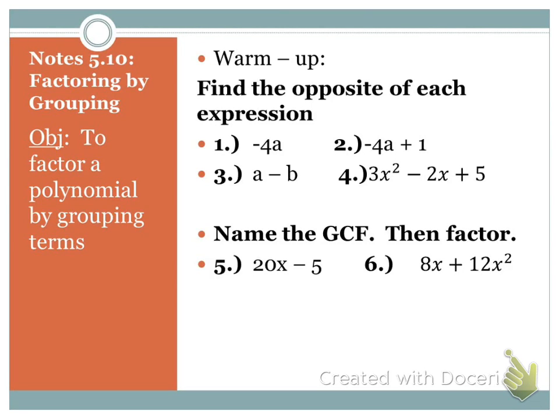All right, today we are starting section 5.10. Feels like chapter 5 just lasts forever. We are going to factor by grouping. So remember we had on our flow charts that if there were 4 or more terms, we would factor by grouping, but we hadn't really talked about it yet. Today is that day. So we're going to factor a polynomial by grouping terms.